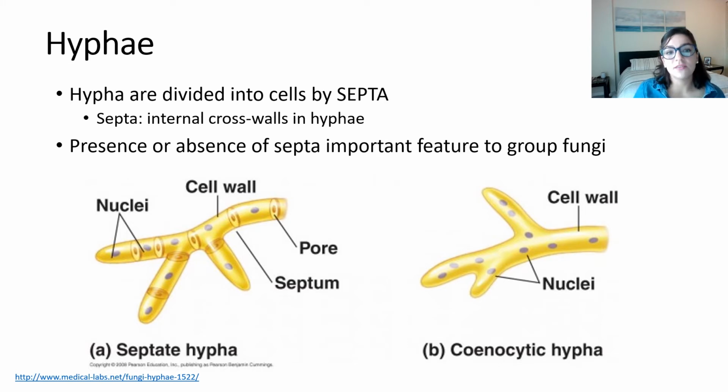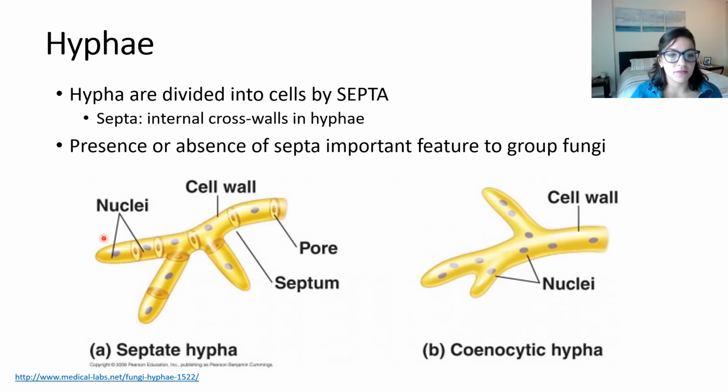The hyphas are divided into different cells by septa, which are the internal cross walls of a hypha. However, not all the hyphas have septa. Some of them don't have it, as the one that we have here on your right. These kind of hypha are commonly known as cenocytic hyphas, and when they have septa, they're known as septate hyphas. And they have different parts.